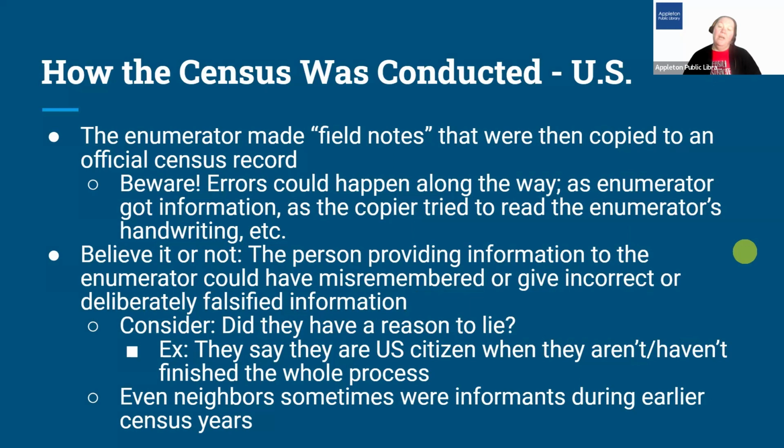So I always like to think when I'm looking at a census record, did my ancestor have a reason to lie about this? For example, did they say they're a US citizen when they weren't, or that they had finished the process when they hadn't, because maybe it was their neighbor or one of their friends, somebody they know personally, that they would have been embarrassed to tell, I'm not a US citizen yet, or, I haven't finished the process. So maybe they just told a little white lie, and that information was recorded and believed to have been true, of course.